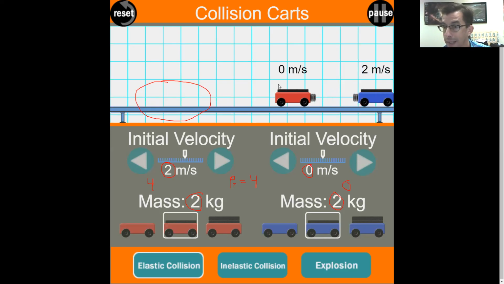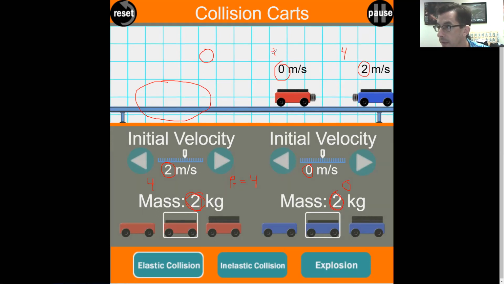Again, I can calculate, just to make sure that my momentum has been conserved. Let's look at what happened after the collision. My red cart still has a mass of 2 and a velocity now of 0, so its momentum is 0. The blue cart had a mass of 2, and it's got a velocity now of 2. Well, 2 times 2 is 4. So after the collision, I still wind up with a total momentum of 4. 0 plus 4 gives me a total momentum of 4.